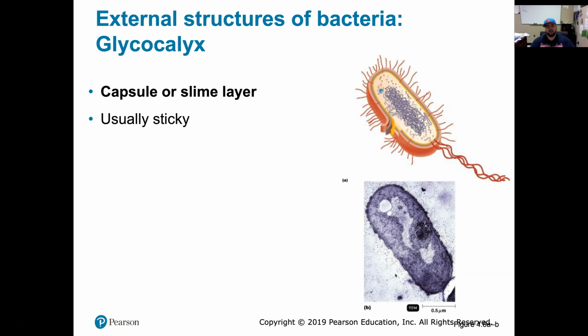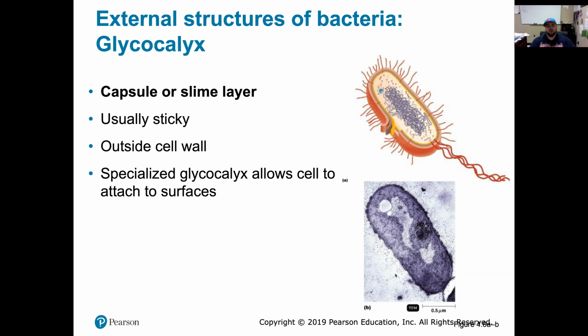What's important about glycocalyx is that it's usually sticky and outside the cell wall, and it has some of those functions that we talked about in the previous slide. Now, some pathogens and some non-pathogens will be able to stick to surfaces because of a glycocalyx. A perfect example is what we call biofilms. Biofilms are basically layer upon layer of bacteria that form and are stuck together because of the glycocalyx.